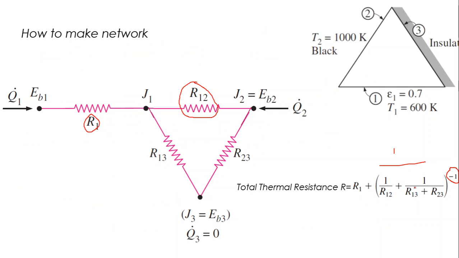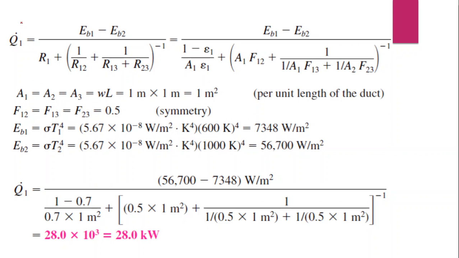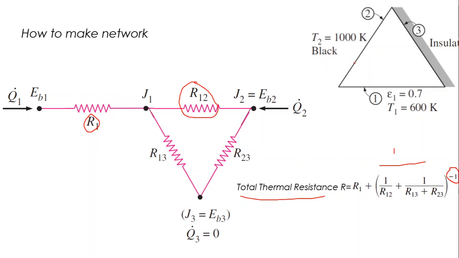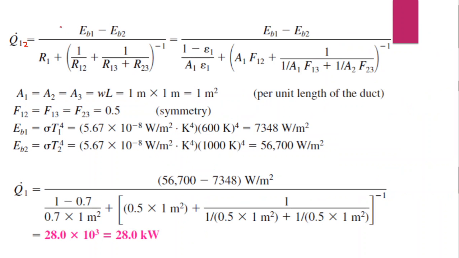So once we are done with the total thermal resistance, in the same manner as we do for electrical, we can find out the heat transfer between 1 and 2. So it is heat transfer from 1 to 2, Q12. Whatever heat is going from 1 to 2, we can find out from this equation: EB1 minus EB2 divided by the total resistance between them, and then we are going to solve it.